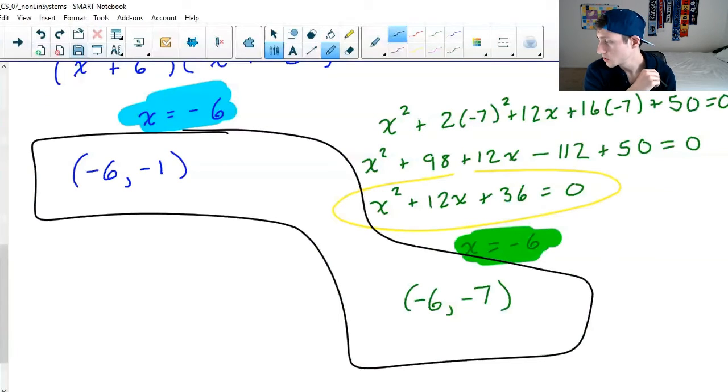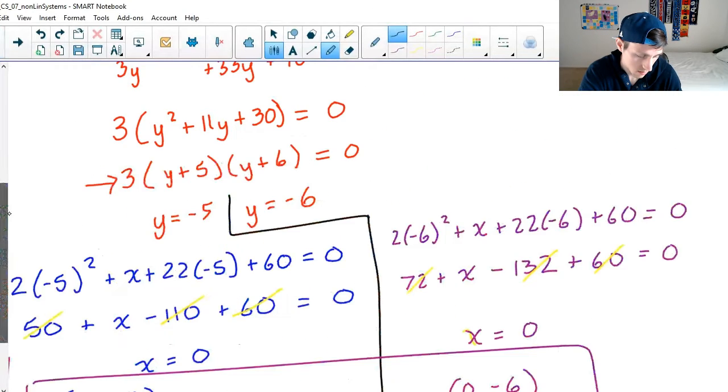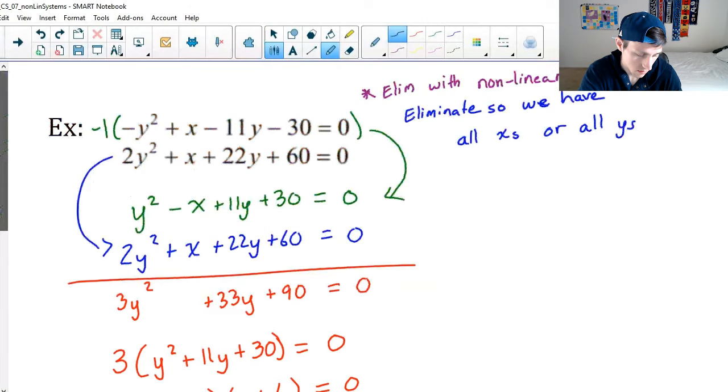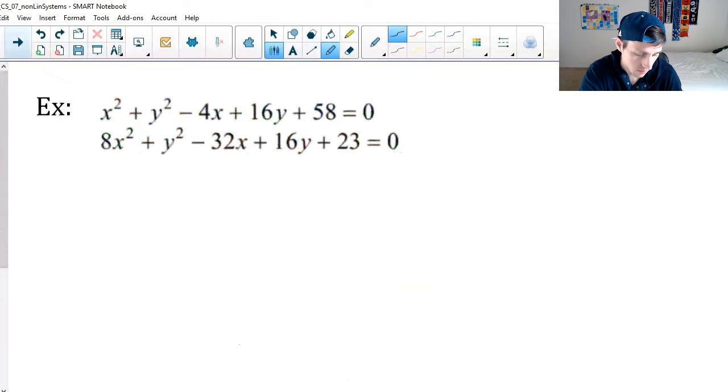Again, kind of a coincidence that we ended up with x equals negative 6 for both. Don't expect it always. It'll depend on how you go about solving the problem. Sometimes it might, but sometimes it might not as well.